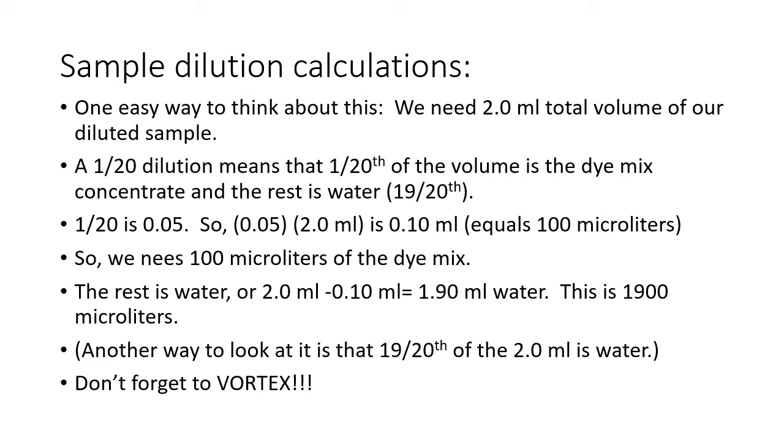So for our 1 to 20 dilution, we will get 100 microliters of our dye and add it to water to make it up to the 2 mLs. So this is 1900 microliters or 1.90 milliliters of water.